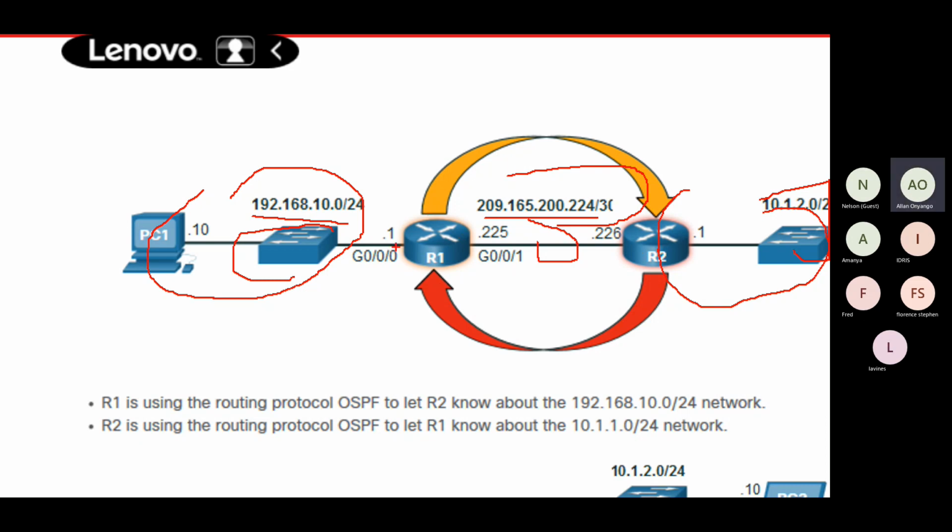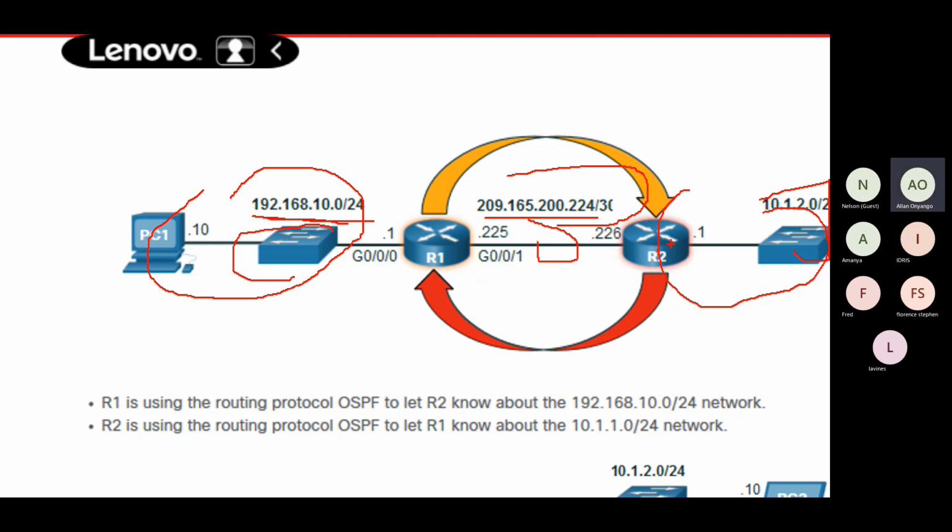So R2 will tell R1, thank you very much, R1. I can see you know how to reach two networks, but don't worry. I also know how to reach network 209.165.200.224. Why? Because I'm also directly connected to the same network. But thank you, I'm going to add network 192.168.10.0 in my routing table. And that's how R2 will add this remote network in its routing table.